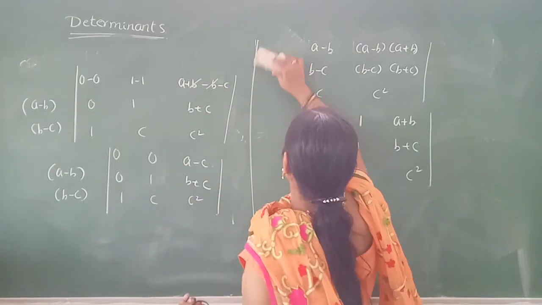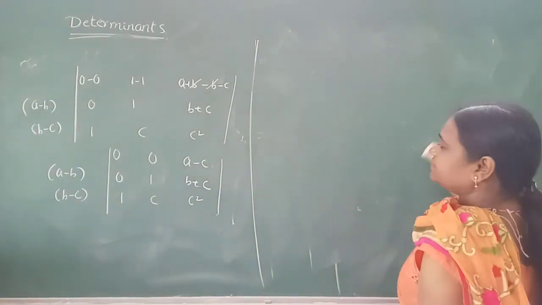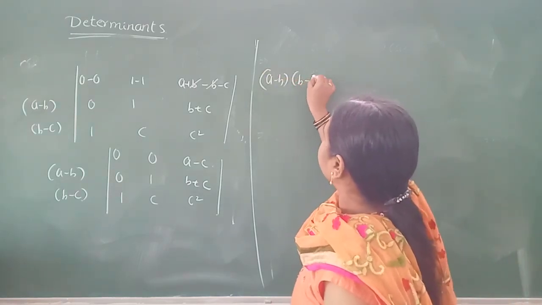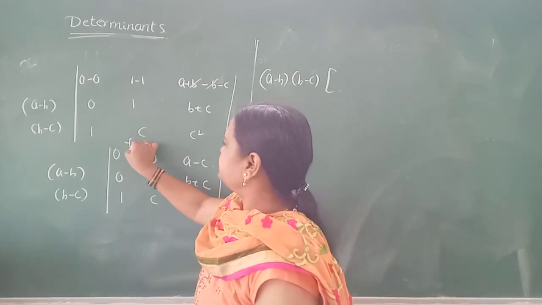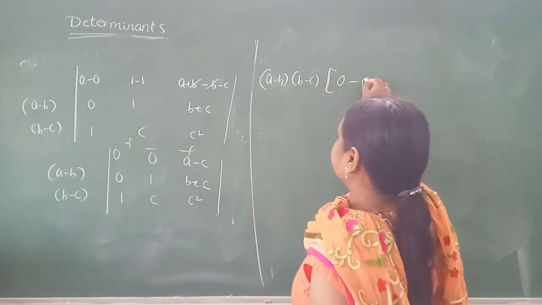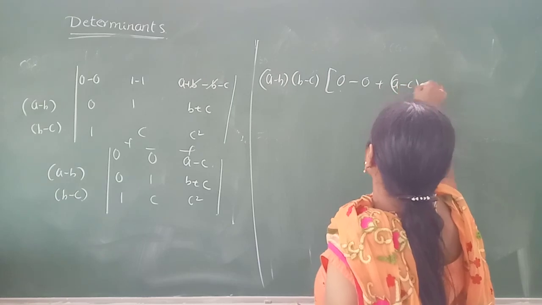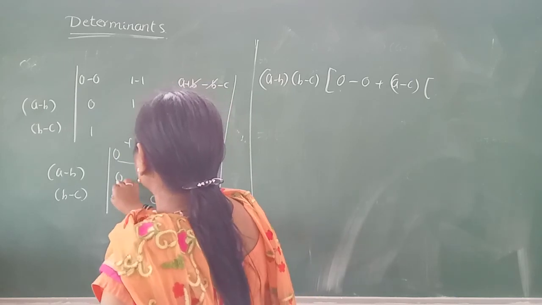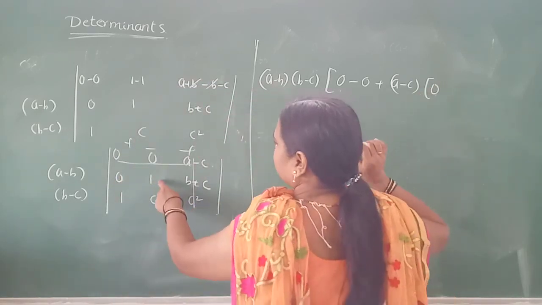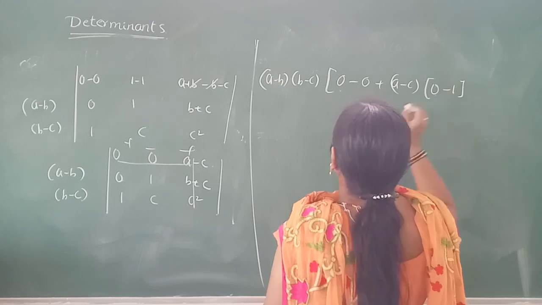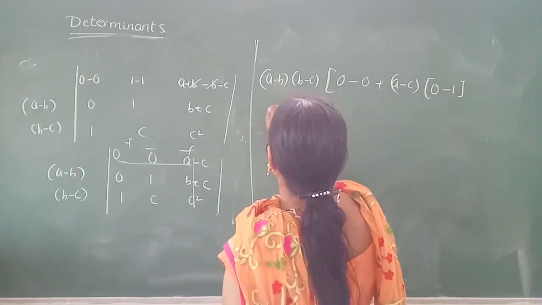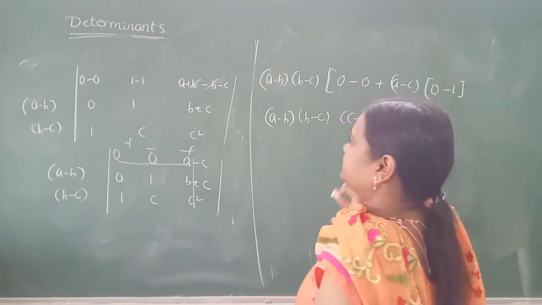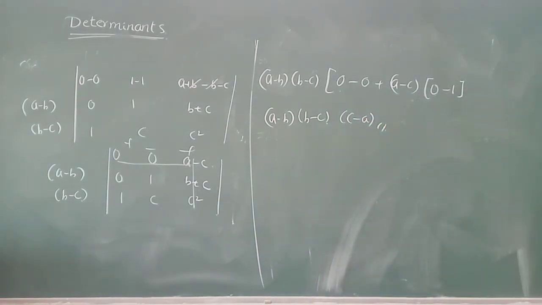And expand the determinant. We get A minus B, B minus C times the expansion with signs plus minus plus: 0 minus 0 plus A minus C. Leave the row, leave the column. 0 into C is 0. 1 into 1, 1 with minus 1. Means A minus B, B minus C. Multiplying by the minus sign, we get C minus A. Like this, we get the answer.